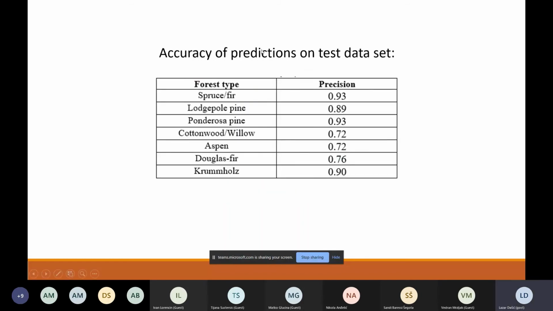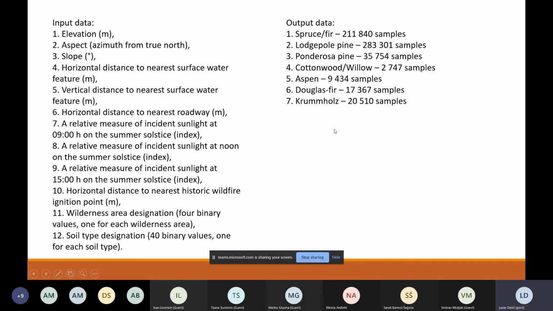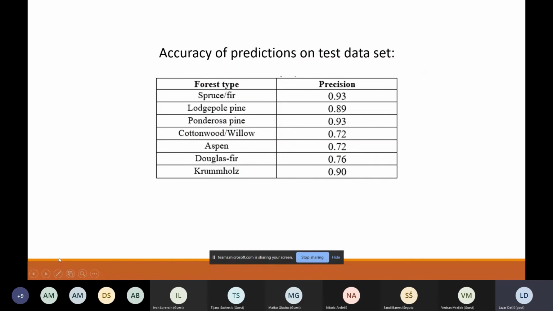Now, as for the results on the test data set, this is the accuracy for each of the tree types. As we can see, the accuracy is pretty high for some cases, but in the case of cottonwood willow forest, aspen forest, and Douglas fir forest, we can see that accuracy is significantly lower. And this is because there are not enough samples for this data, as we can see from here. So this gives hope that if we had a bigger data set, or maybe filled the data set with more samples, the results would be even better.